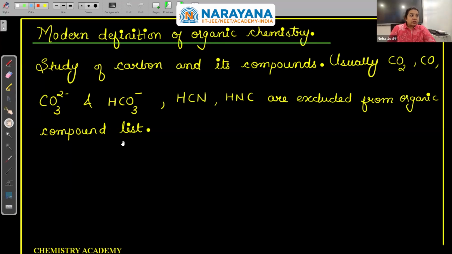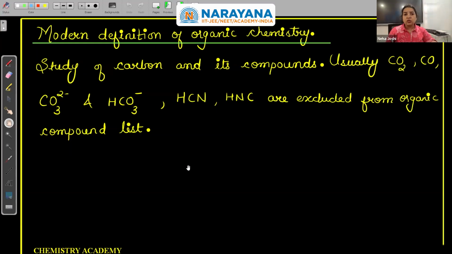So I was discussing what is the modern definition of organic chemistry. So, study of carbon and its compounds. अब ये जो carbon and its compound entirely, that is called modern definition of organic chemistry. Now usually CO2, CO, carbonate, bicarbonate, HCN, HNC, these are excluded from organic compounds.